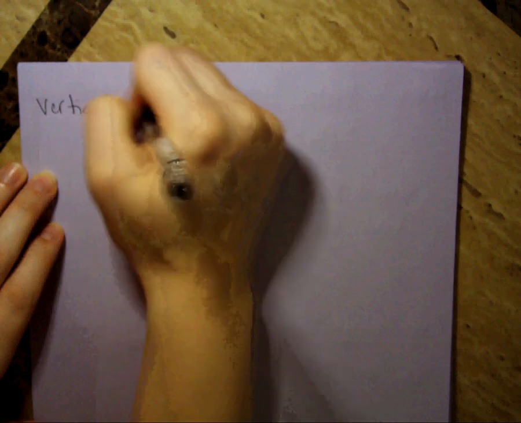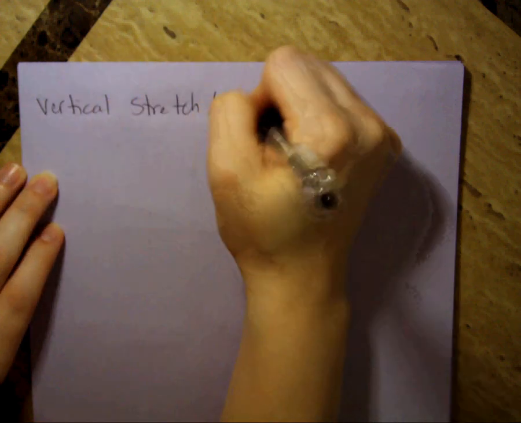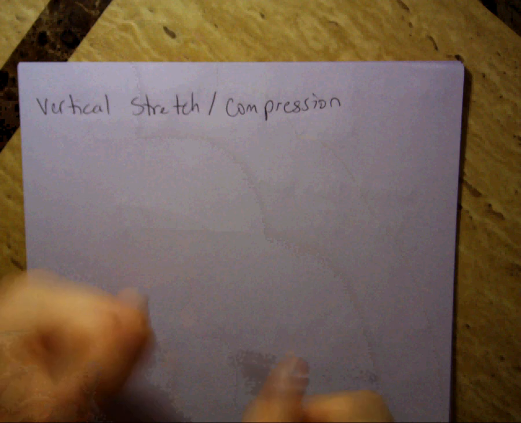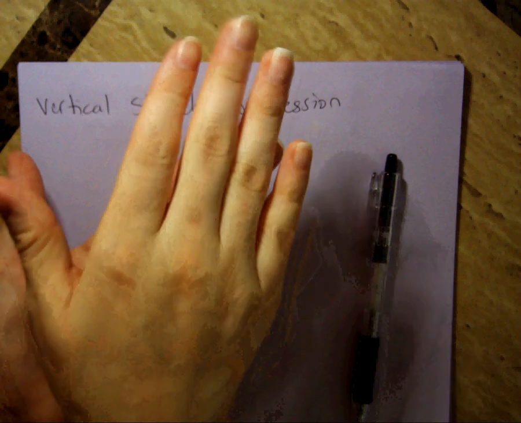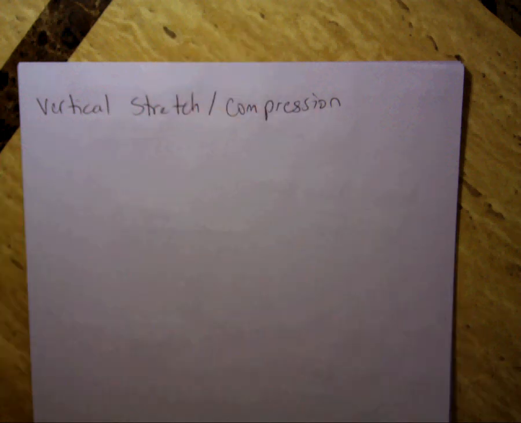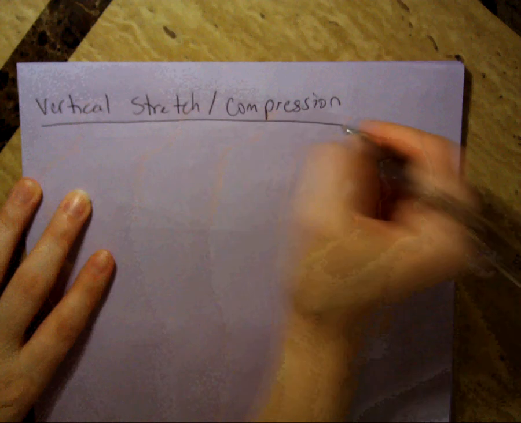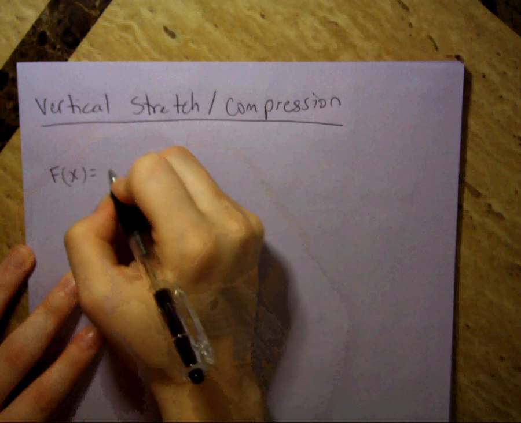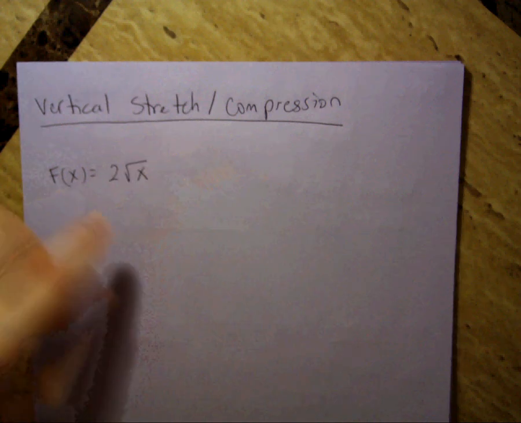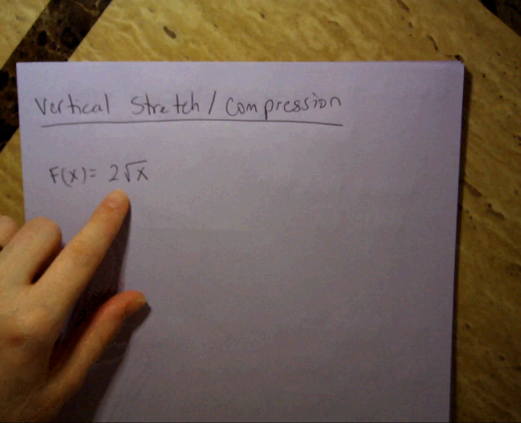So let's look at a vertical stretch or compression. And so what's this mean? A stretch is going to literally stretch it up like that, stretch it up, it's kind of hard to see. And a vertical compression is going to squish it back down, so squish it back closer to the x-axis. And this transformation, you're going to find it out front of the square root. So say f of x equals 2 square roots of x. This is an example of a vertical stretch or compression.